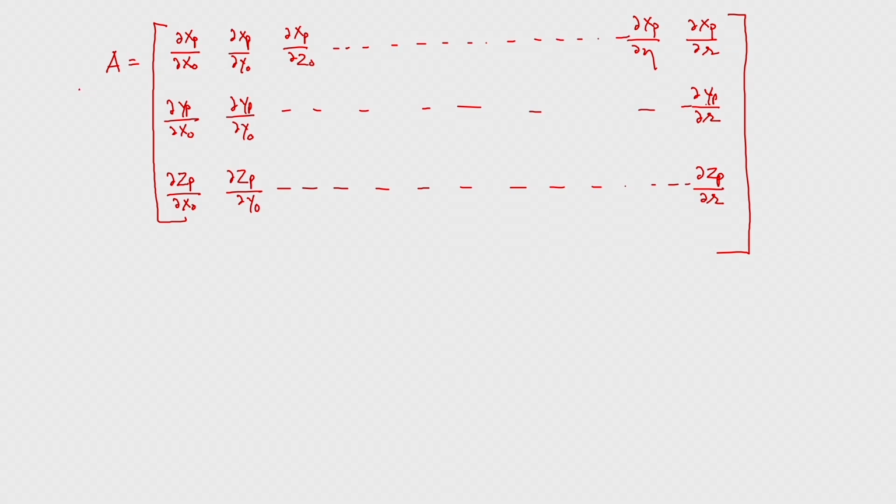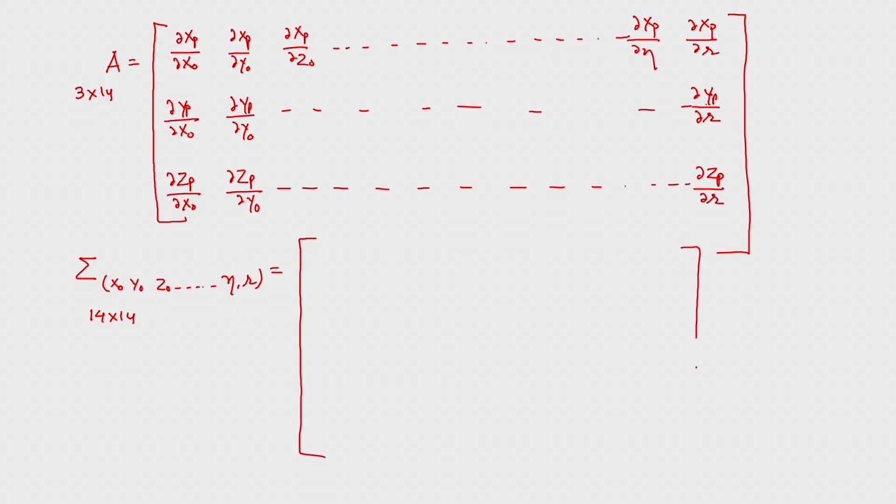So, the size of this matrix would be 3 rows by 14 columns. What about the sigma matrix of x0, y0, z0 through eta and R? That will be 14 by 14, and we believe that all these parameters are uncorrelated. So, we have only diagonal elements like this.